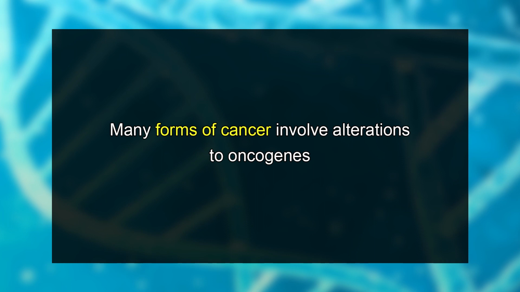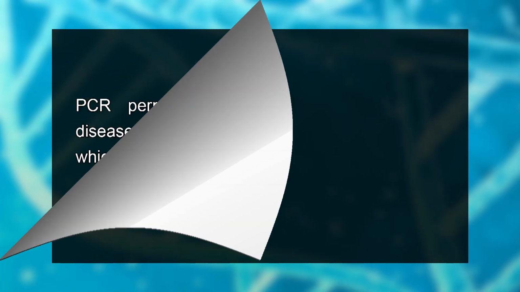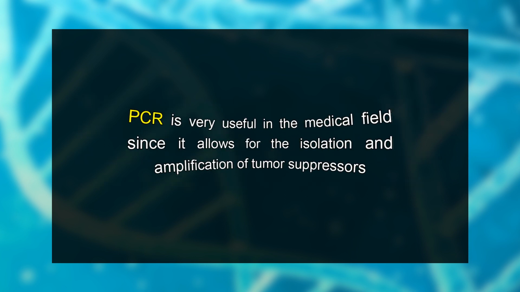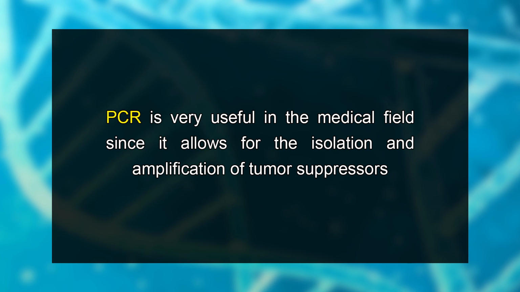Many forms of cancers involve alterations to oncogenes. By using PCR-based tests to study these mutations, therapy regimens can sometimes be individually customized to a patient. PCR permits early diagnosis of malignant diseases such as leukemia and lymphomas, which is currently the highest developed in cancer research and is already being used routinely. PCR is very useful in the medical field since it allows for the isolation and amplification of tumor suppressors.